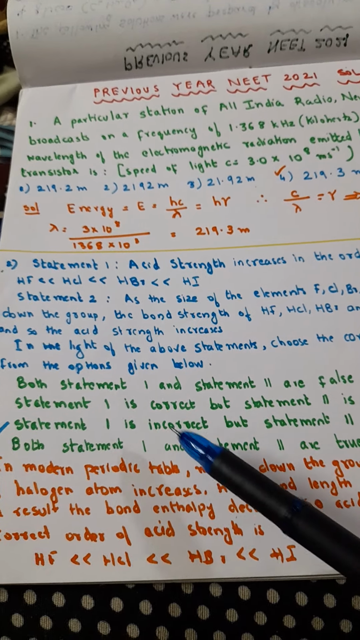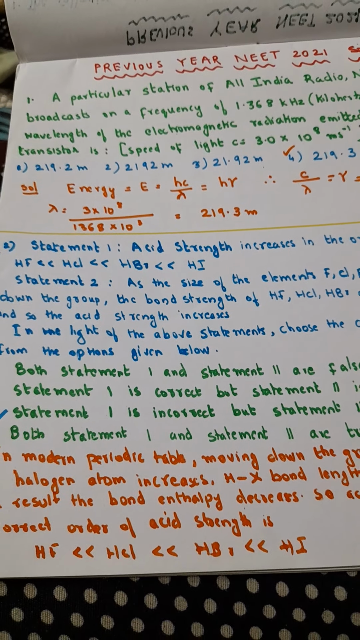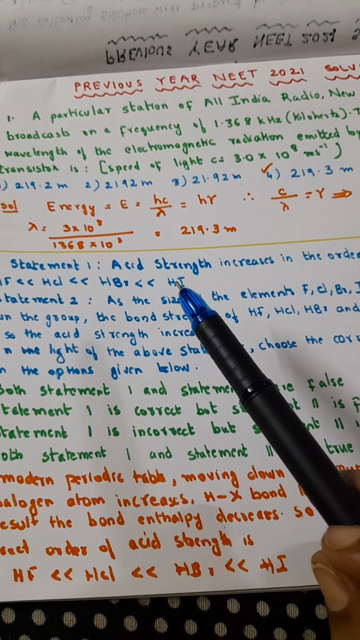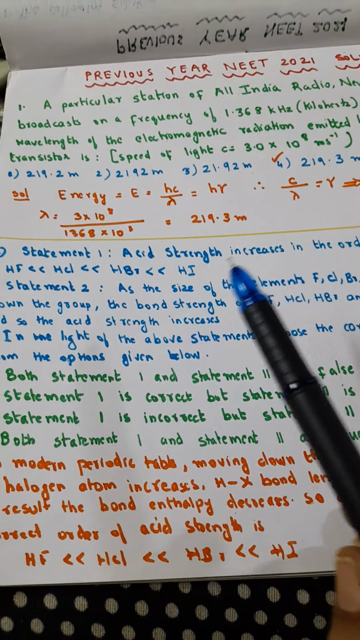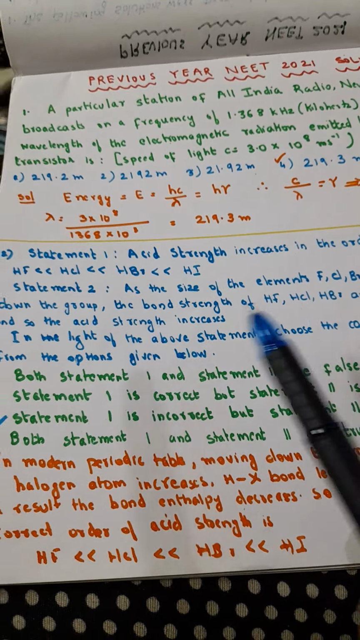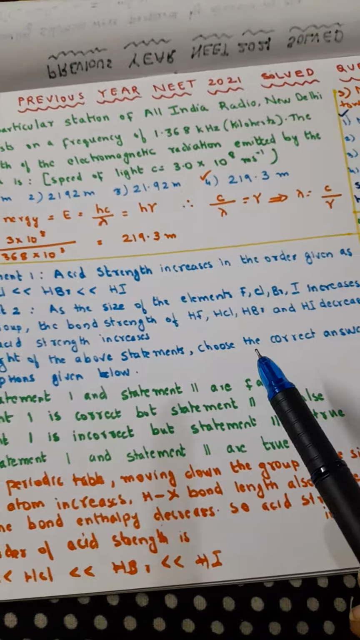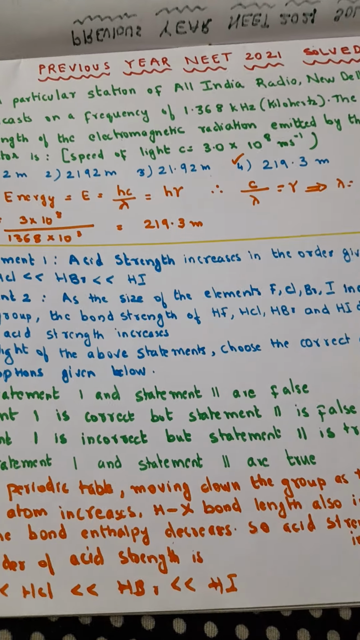So, option 4 is the, both the statements are correct in this case, because what is the first statement? Acid strength increases, that is the order, that is also correct. And when you go down the group, the bond length, since the size of the element increases, bond length, these and all increases, so the acid strength will increase.